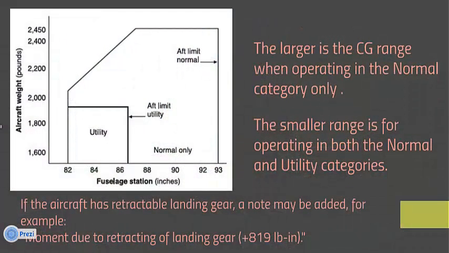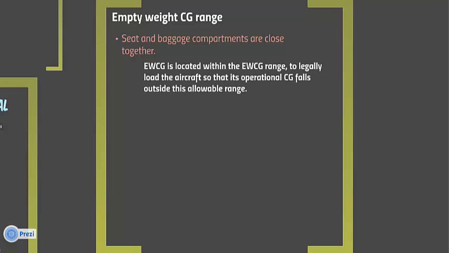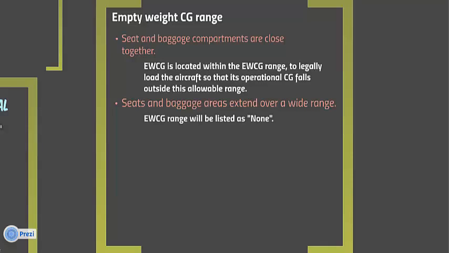If the aircraft has retractable landing gear, a note may be added. For example, moment due to retracting of landing gear: +819 pound-inch. Empty weight CG range. When all of the seats and baggage compartments are located close together, as long as the EWCG is located within the EWCG range, it is not possible to legally load the aircraft so that its operational CG falls outside this allowable range. If the seats and baggage areas extend over a wide range, the EWCG range will be listed as none.